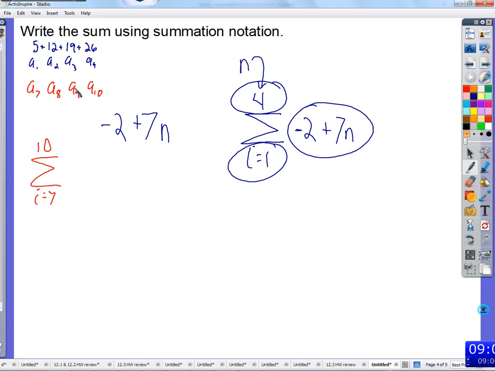Or, very formulaic, for arithmetic sequences, a sub n is equal to a sub 1 plus n minus 1 times d. But if you plug all the stuff in there and you distribute and you combine like terms, you'll wind up with negative 2 plus 7n. There it is. Leave the circles, or don't. You can erase the circles and clean it up, and that will be it. That will be summation notation for that series.